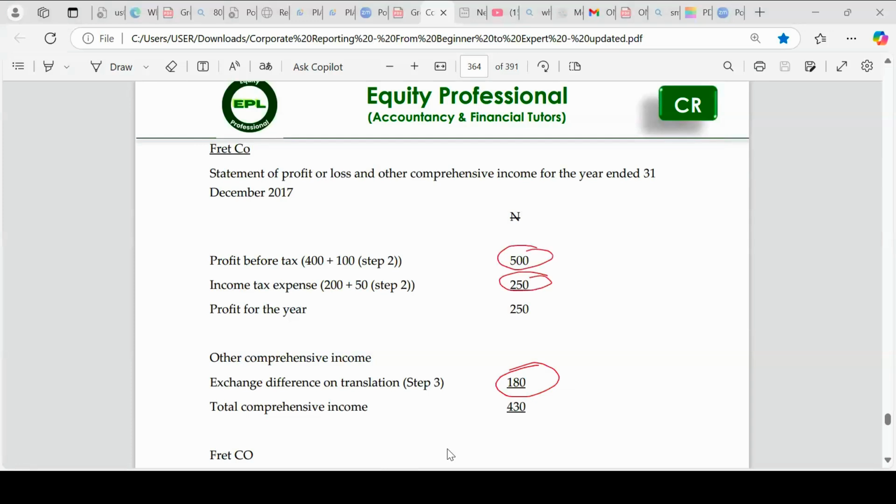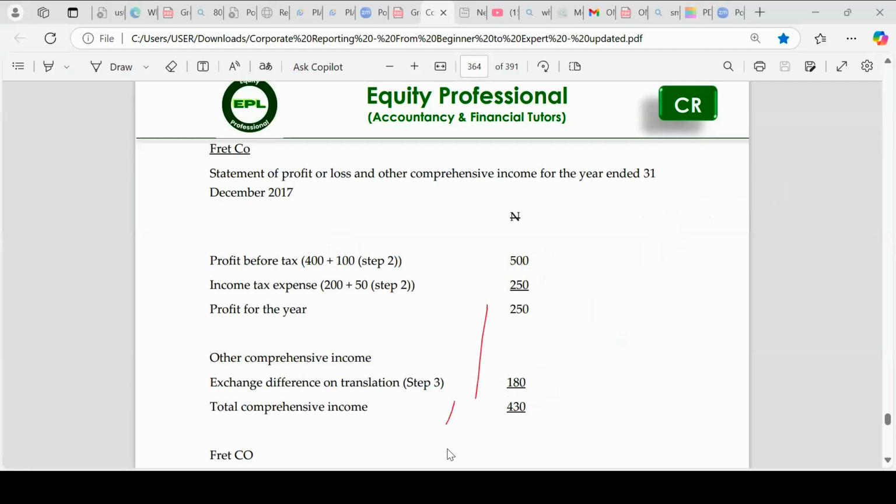So your consolidated SOPL and OCI, we've not done any magic. We've simply just added the numbers we had on the parent statement of profit or loss, and then we added the amounts we converted using average rate the other time. And that's it. The only thing that is new is the exchange difference that we calculated the other time. Now let's quickly look at how we would have done the movement of the retained earnings.